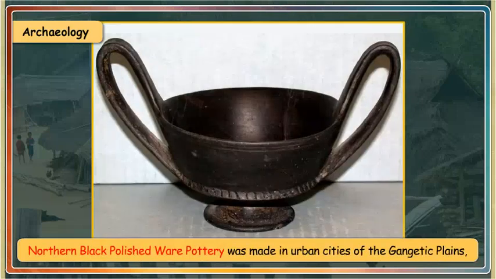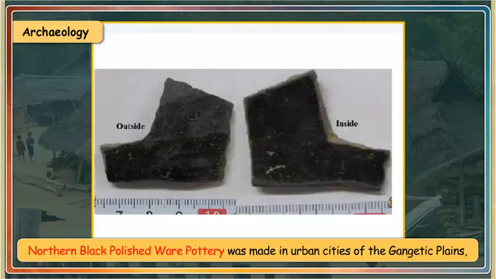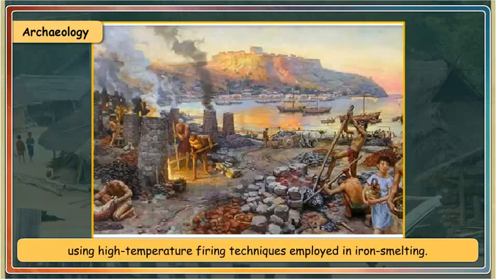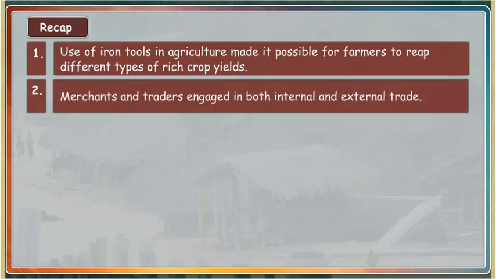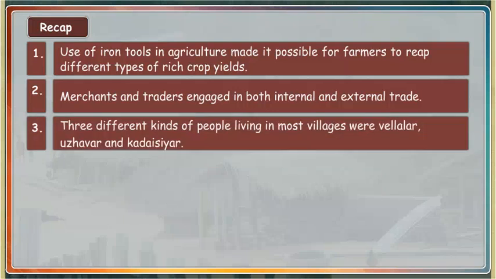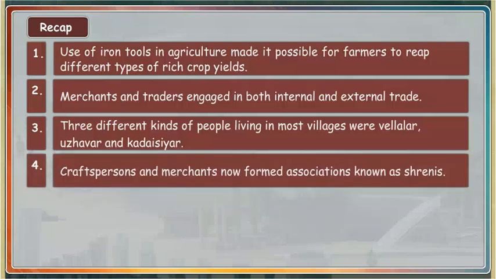Northern Black Polished Ware pottery was made in urban cities of the Gangetic Plains using high temperature firing techniques employed in iron smelting. Recap. Use of iron tools in agriculture made it possible for farmers to reap rich crop yields. Merchants and traders engaged in both internal and external trade. Three different kinds of people living in most villages were Velalar, Uzhavar, and Kadaisiyar. Craftspersons and merchants now formed associations known as Shrenis.